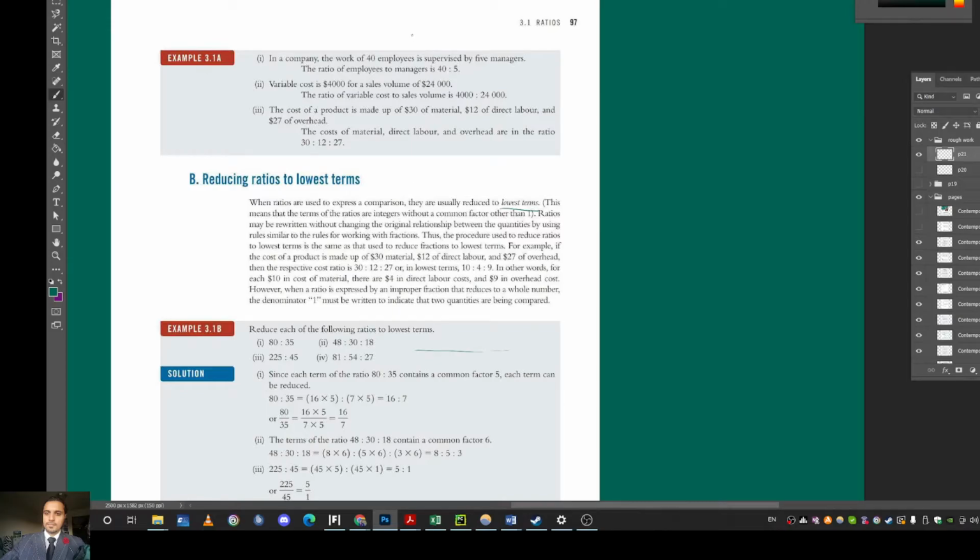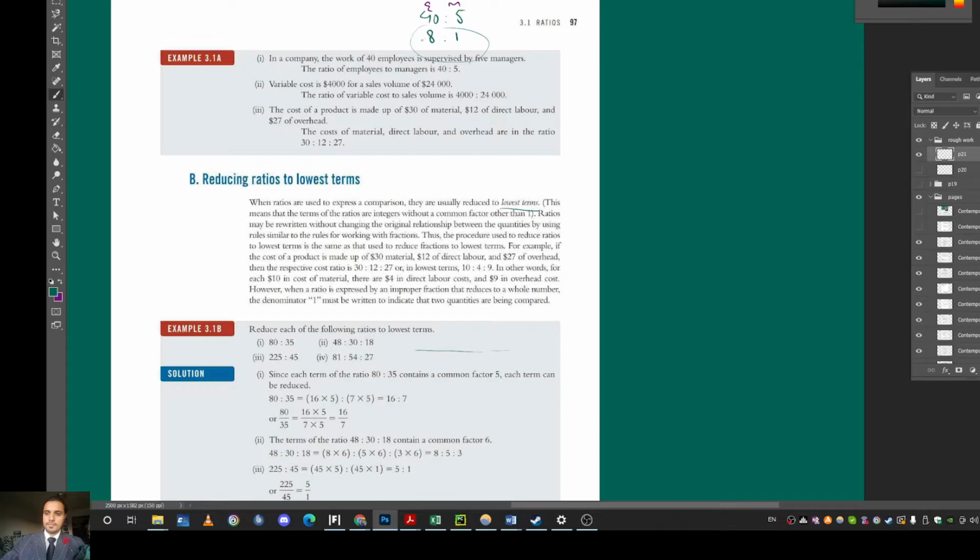So reducing them to lowest terms means that the terms of the ratios are integers without a common factor other than 1. Let's say I had 40 ratio 5, with 40 employees to 5 managers. If I divide both sides by 5, because their common factor is 5, then 5 times 8 is 40, and 5 times 1 is 5. So I have an 8 ratio 1.